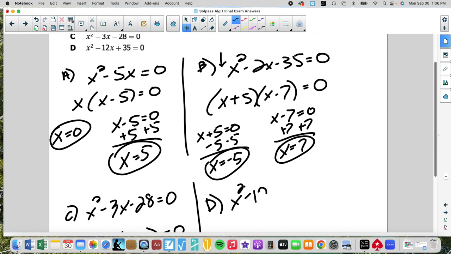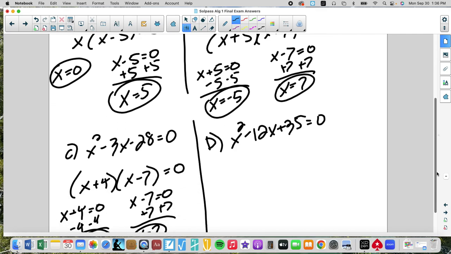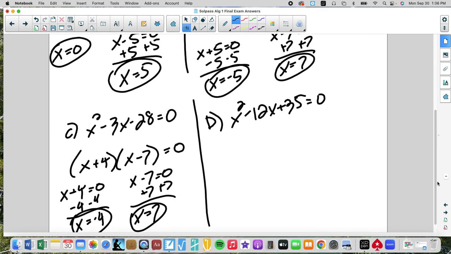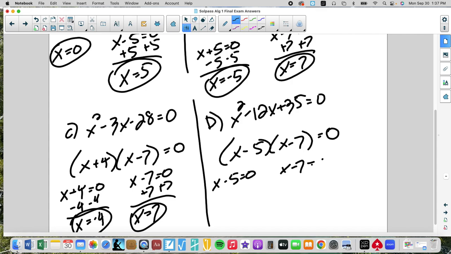x squared minus 12x plus 35 equals 0. Factors of 35 that, when added, equal -12? Well, that's -5 and -7. So, x minus 5 equals 0 and x minus 7 equals 0. We're going to add 5, add 7.